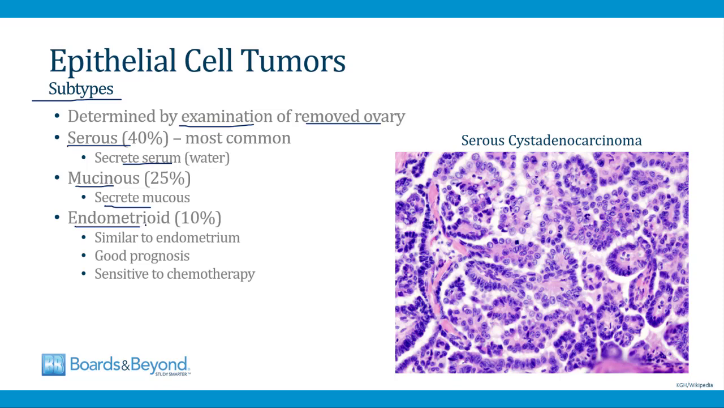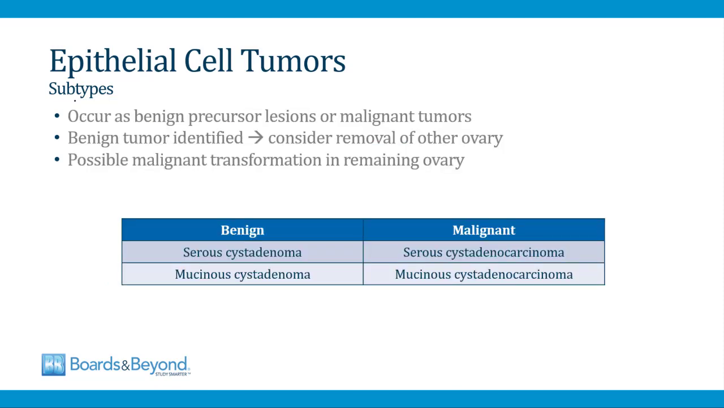This type gets its name because its appearance is similar to endometrium, and the endometrioid subtype, although rare, is famous for having a good prognosis. It's much more sensitive to chemotherapy than other subtypes. The different subtypes of epithelial cell tumors can occur as a benign precursor lesion or as a malignant tumor. The only way to tell them apart is to remove the ovary and examine it under the microscope.